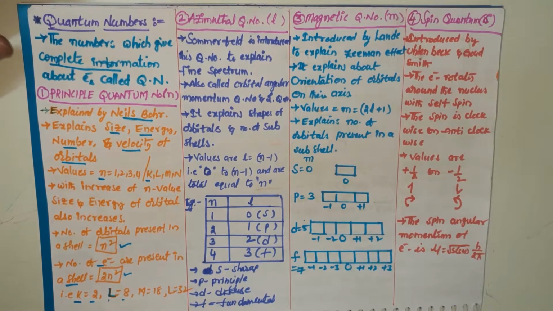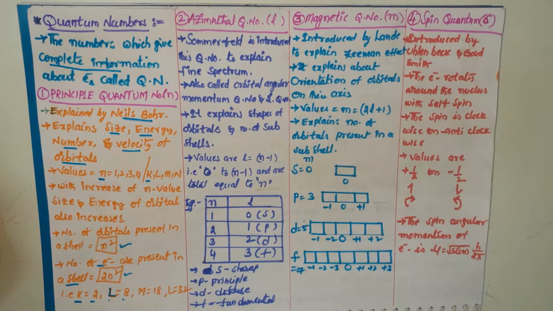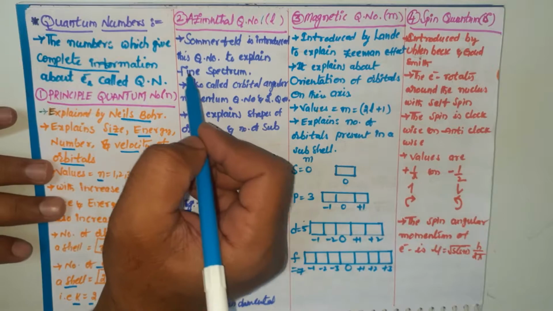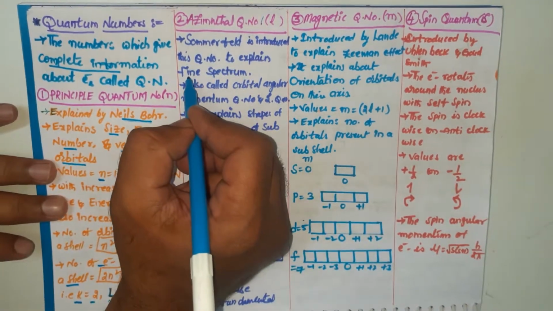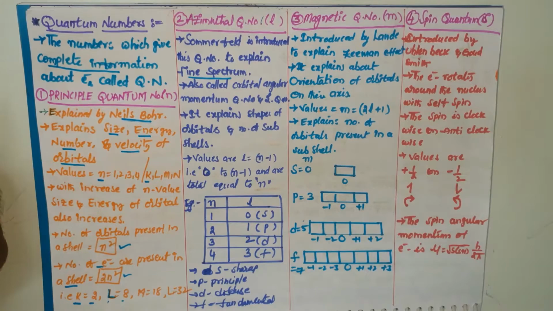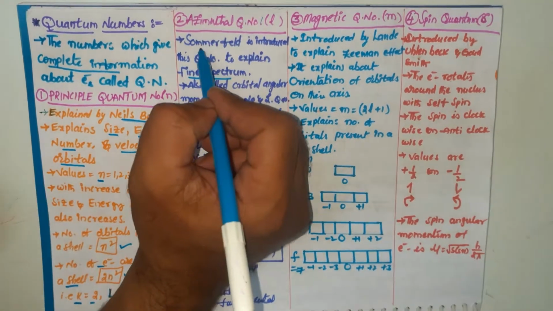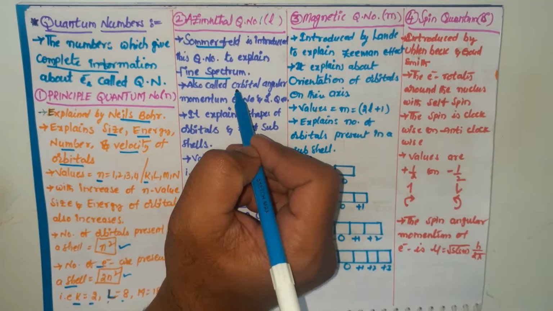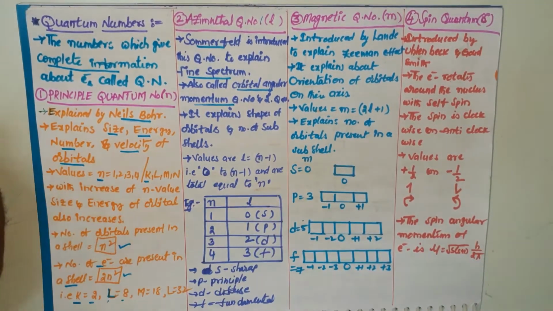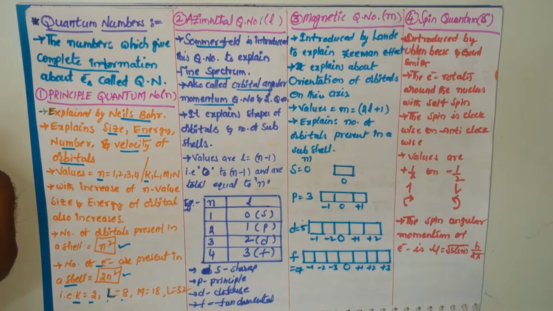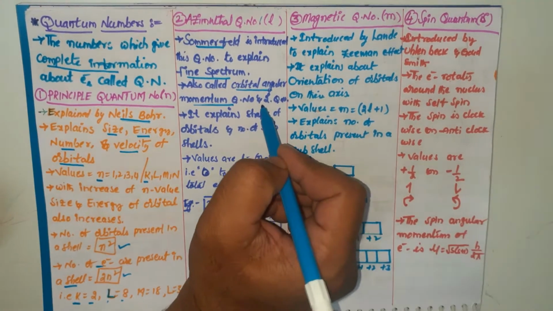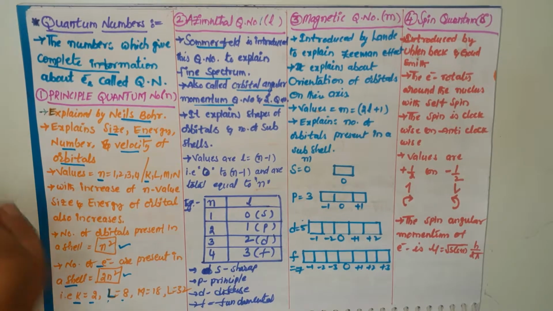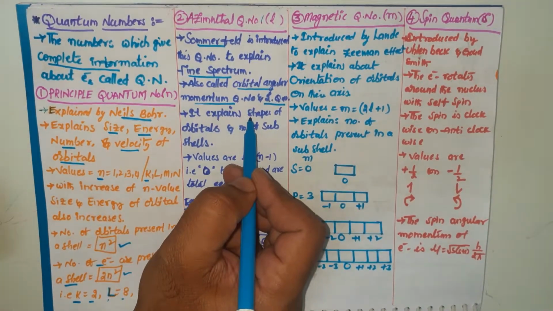Okay, next, the second quantum number is the azimuthal quantum number. It is denoted by small l. Sommerfeld introduced this quantum number to explain the fine spectrum. It is also called the orbital angular momentum quantum number or secondary quantum number. What does it explain? It explains the shapes of orbitals.